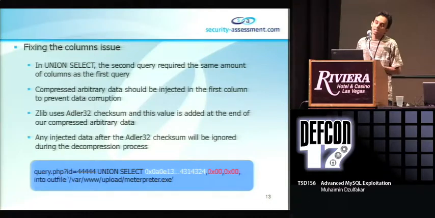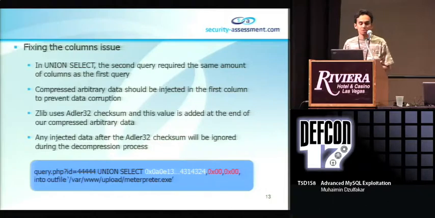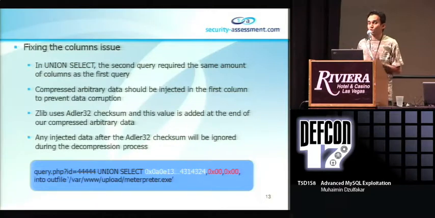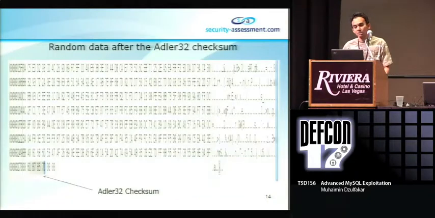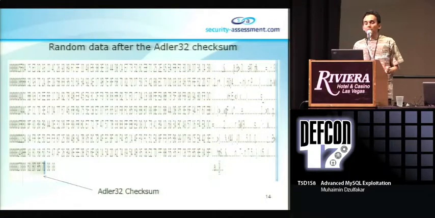In the RFC, it is stated that anything after this value will be ignored during the decompression process, so we can simply abuse this functionality. Another method is by splitting our arbitrary file into the number of columns and then injecting our data in sequence into each of these columns. Here is an example. Let's say we require 3 columns, and you can see here the arbitrary data is injected only in the first column, and then we have 2 null bytes, injected on the second column onward.